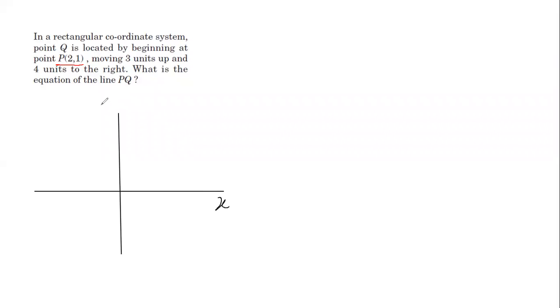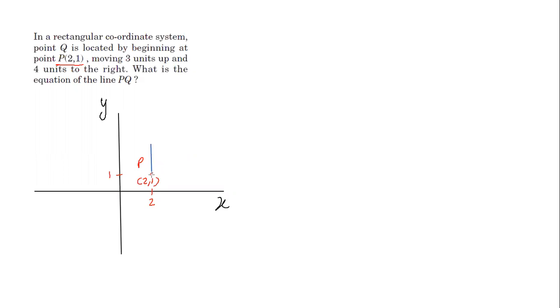So let's say this is the x-axis, this is the y-axis. Now what are they saying? They're saying point P is 2, 1. So if I say this is 2, this is 1, this is point P, which is given to me as 2, 1. Now, to figure out point Q, I have to start moving up. Point Q is located by beginning at point P, moving 3 units up.